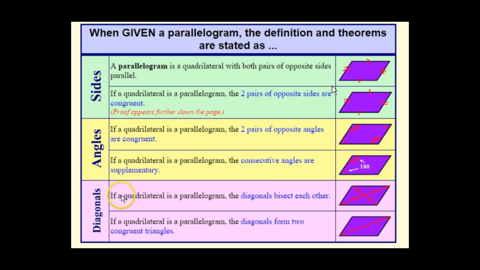And the last two, if parallelogram, then the diagonals bisect each other. Okay, in other words, they cut each other into two congruent parts. And the last one is if quadrilateral is parallelogram, then the diagonals form two congruent triangles. And you shouldn't have to write anything for that one because I've typed that whole one out.